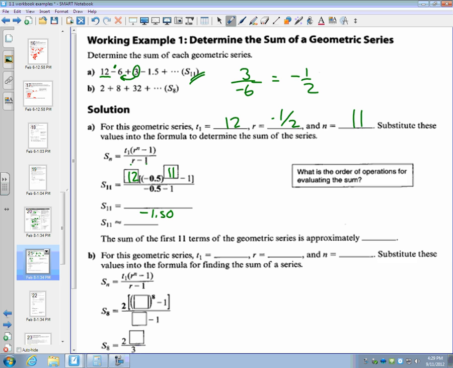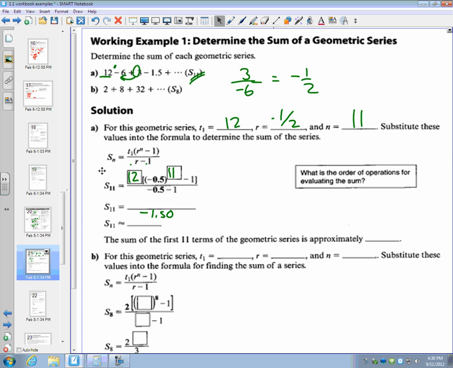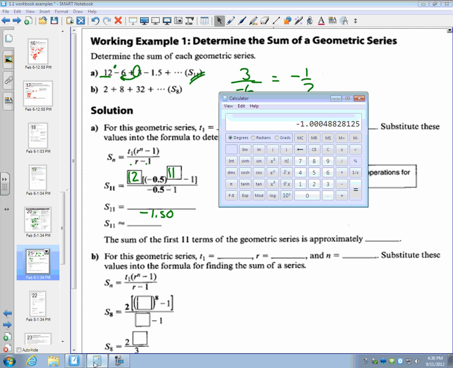On the top, okay, order of operations, BEDMAS, brackets, exponents. So we're going to try and do these brackets. Within these brackets, first of all, we have to do the exponent. Negative 0.5 to the power of 11. Okay, so we get a number. Then from that, we subtract 1. That's my brackets. Okay, and the whole thing is multiplied by 12. So then I go times 12.